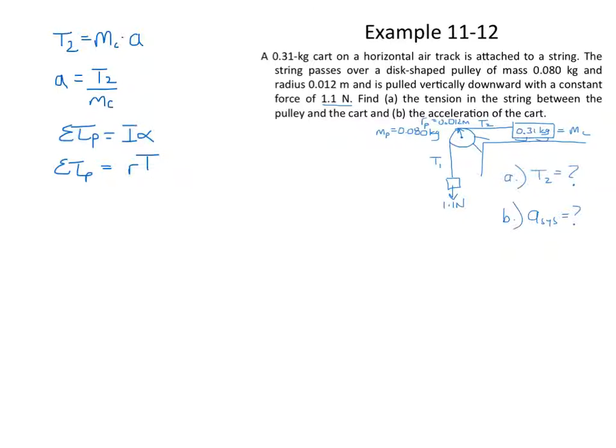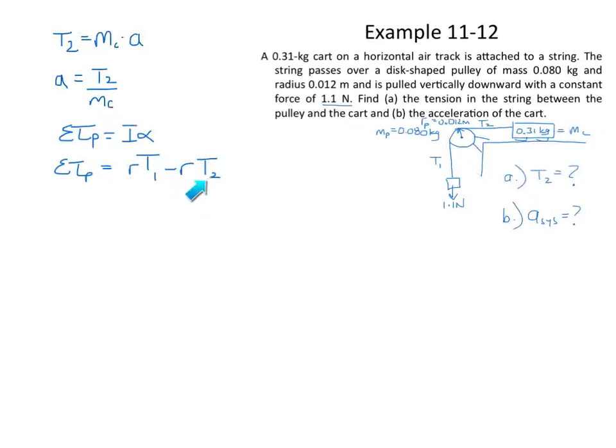Write that again, T1. There we go. And what torque is acting against that? What's a negative torque? Well, it's T2 pulling this way, because tension pulls both directions. So T2 is pulling this way on the pulley, and that is applied at the radius as well. So minus that radius times T2.